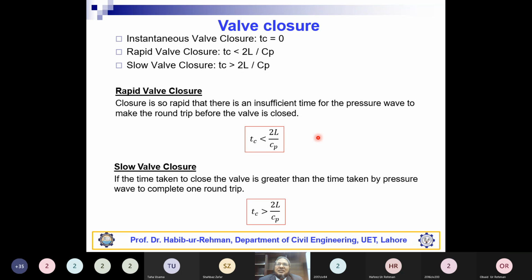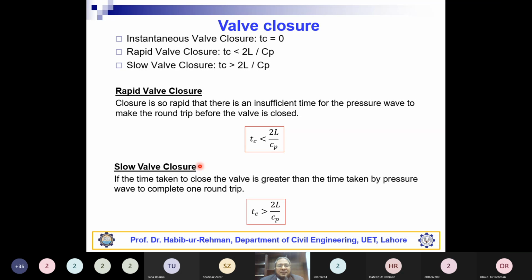Because 4L over CP is a very long time. Now, what is slow closure? What do you mean by slow closure? It means we are closing the valve slowly. We are taking too much time.